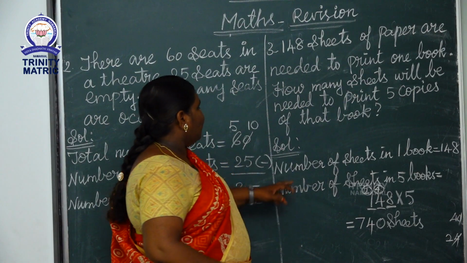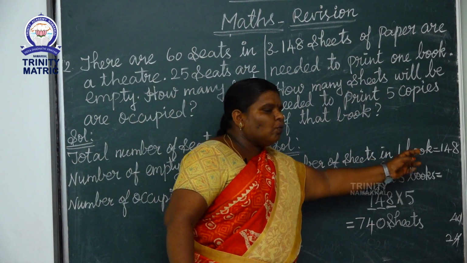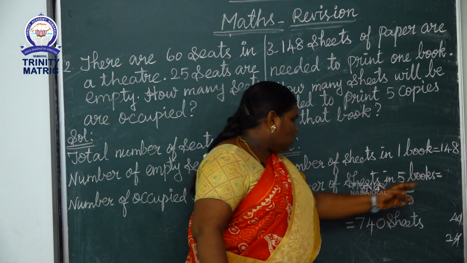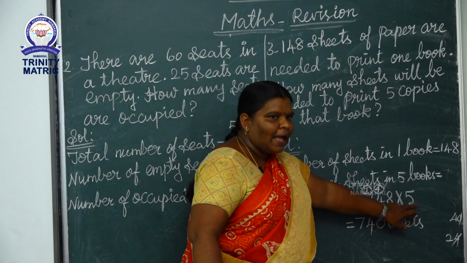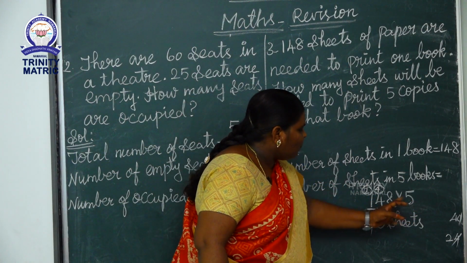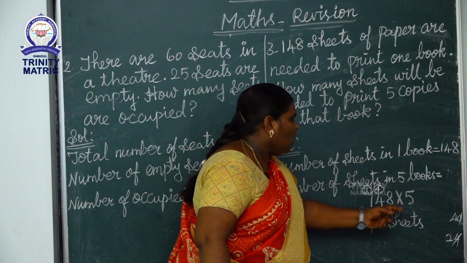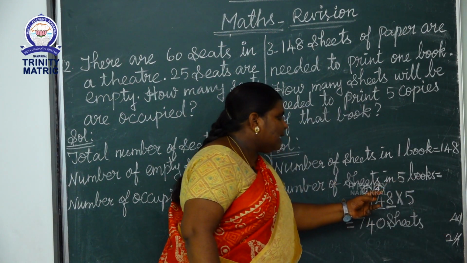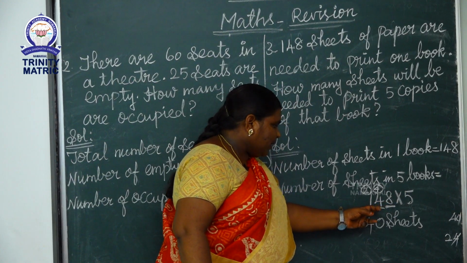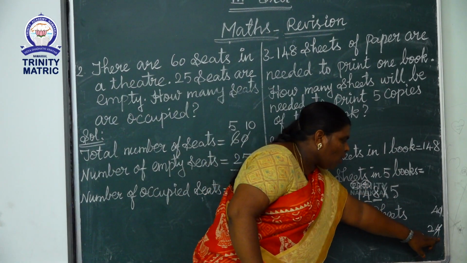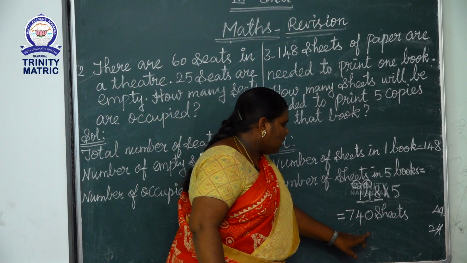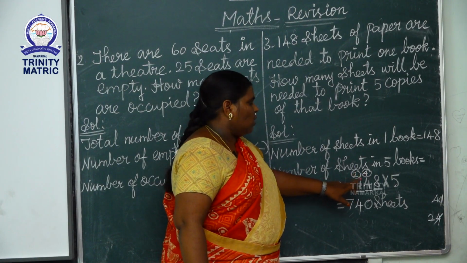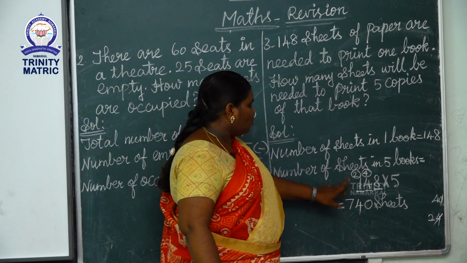Okay children, I say again: number of sheets in one book. One book has 148 sheets. Number of sheets in 5 books: 148 into 5. First you multiply in the ones place. 5 8s are 40. You write 0 only in the ones place. Carry over 4 to the tens place. 5 4s are 20. 20 plus 4 is 24. Only 4 you write in the tens place. The remaining 2 you carry to the hundreds place. 1 5 is 5. 5 plus 2 is 7.